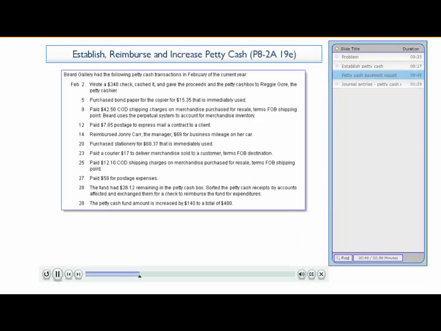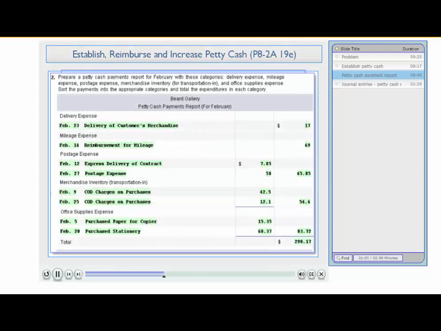Next, we take a look at all the transactions we've had. And then we will prepare a petty cash payment report for February with categories for delivery expense, mileage expense, postage expense, merchandise inventory, and office supplies expense. Now, you can see that petty cash payment report on your screen. What you see that has been done is that we total all the various transactions by the categories that were indicated. And once we have that information, we're ready to go on to the next step.